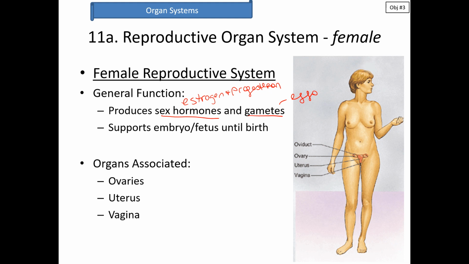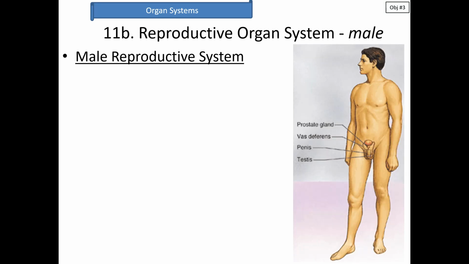Organs associated are going to be the ovaries, which, if you guys remember in the rat, are found at the tip of that uterine horn. Humans don't have a uterine horn, they have a uterus. And then the vagina, which is the opening. Baby passes from the uterus through the vagina out the body.